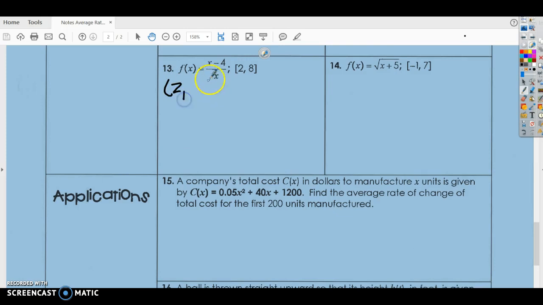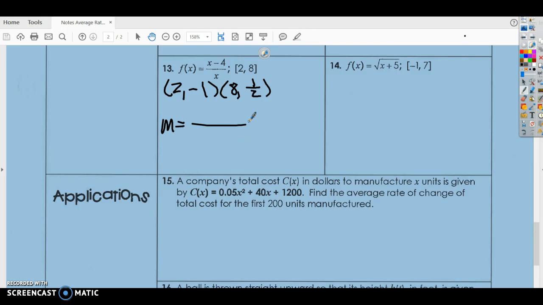Let's see if we can do the average rate of change on the interval 2 to 8. So my x is 2, my other x is 8, and I have to plug them in to find my y values. If I plug 2 in here, I'm going to have 2 minus 4, which is negative 2, over 2. That's going to reduce to negative 1. Then I'm going to plug in my 8. 8 minus 4 is 4. 4 over 8 is 1/2. Yes, you can have a fraction.